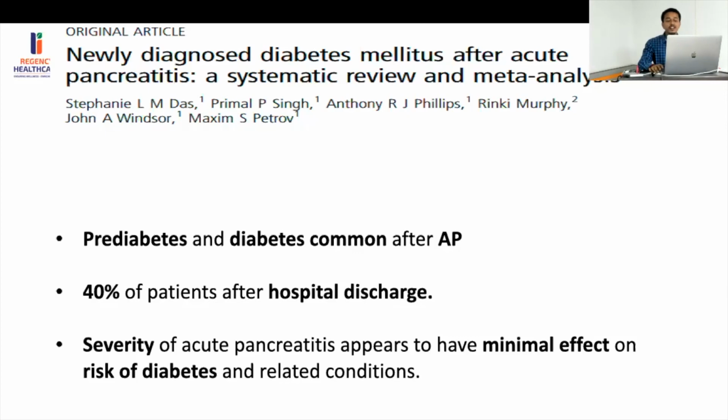So the severity of acute pancreatitis appears to have a minimal effect on the risk of diabetes. Why I highlighted this point is that a person having no necrosis can also present with diabetes, as has been seen in this paper: around 70% of those patients who developed diabetes were found to have less than 30% necrosis, and in many cases, no necrosis at all. So yearly follow-up is important.